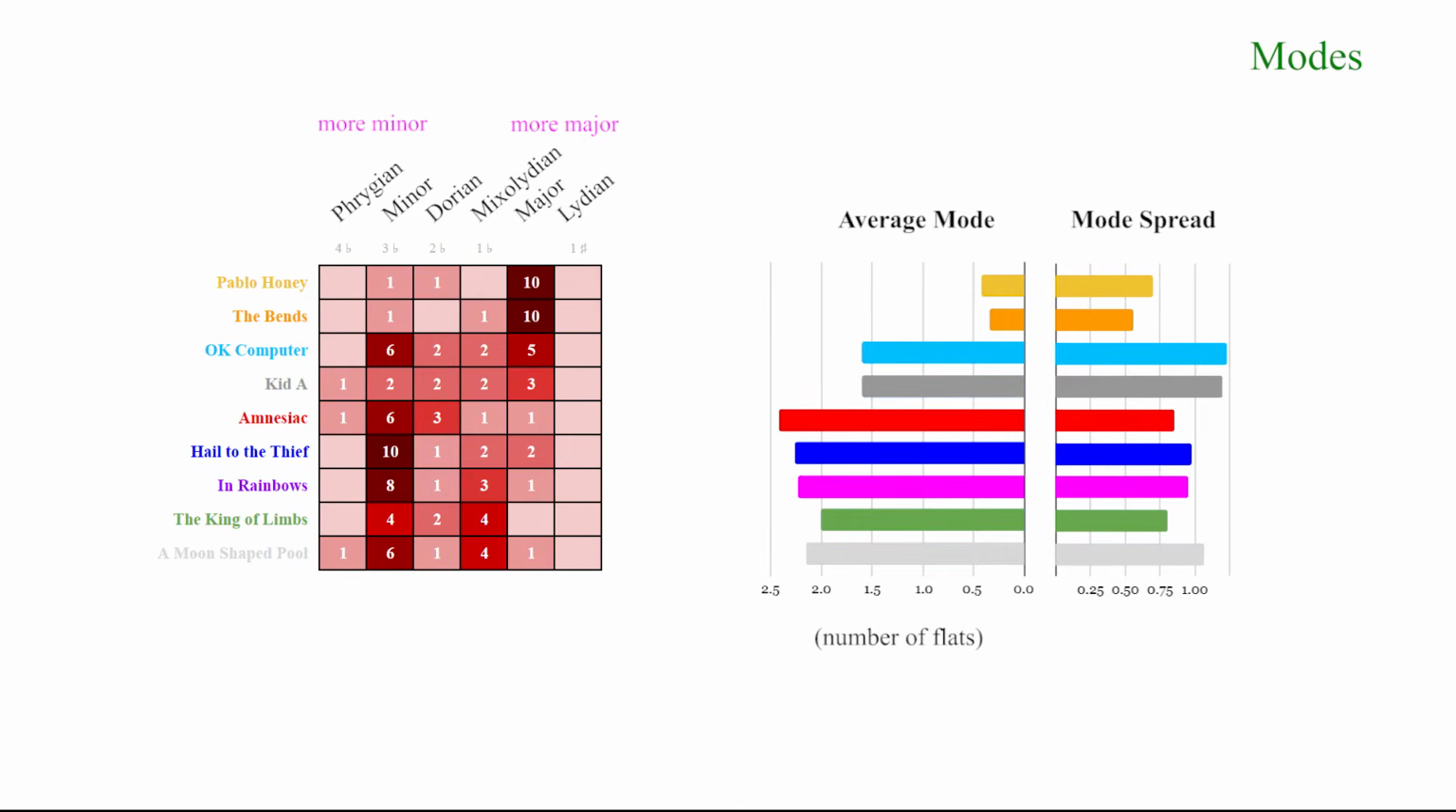But then, suddenly, on OK Computer, Radiohead seemed to discover the use of other modes, especially the minor scale, though there are still quite a few major key songs on this album. Kid A likewise has a variety of modes, even showing a slight preference towards the major scale.